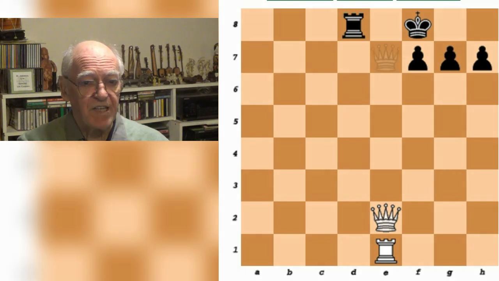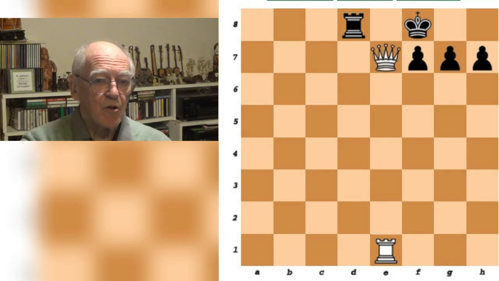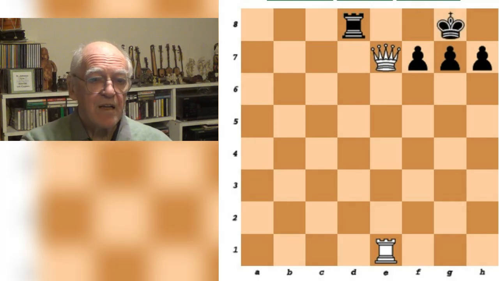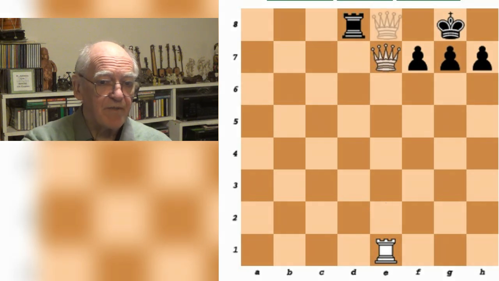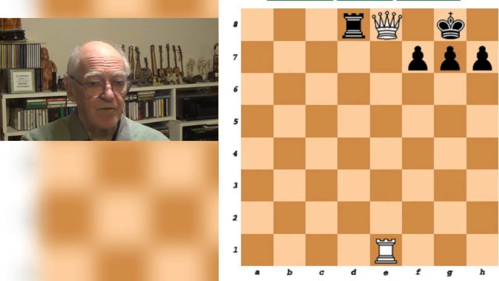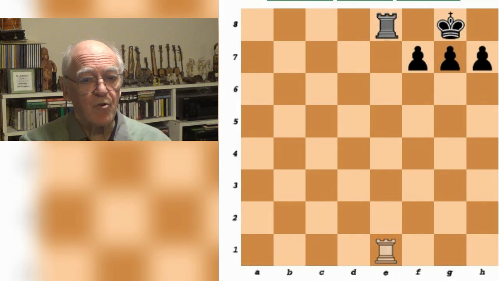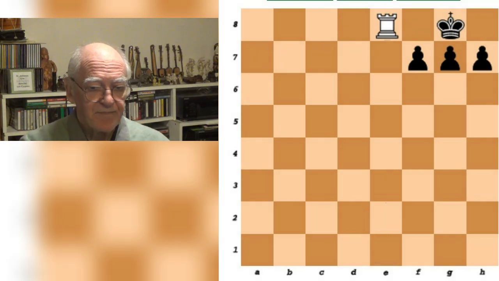First, the king is chased away. Queen goes to e7 check. The king must go to g8. Then queen e7 gives check on e8. The rook d8 takes the queen on e8. And the rook from e1 takes the rook on e8, checkmate.